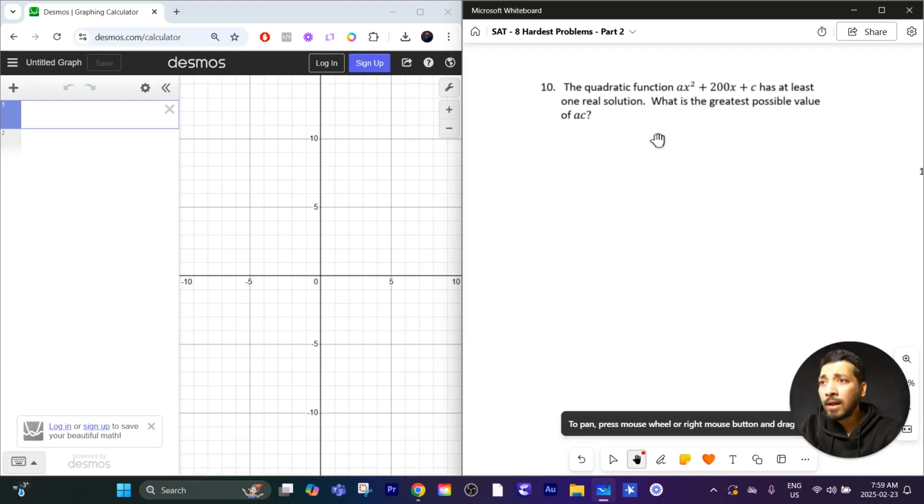So the very first problem says, the quadratic function ax squared plus 200x plus c has at least one real solution. What is the greatest possible value of AC? Okay, so whenever we are talking about one real solution from a quadratic equation or quadratic function, we are basically talking about the discriminant b squared minus 4ac. When b squared minus 4ac is equal to 0, we are getting one real solution. Or we can say when b squared minus 4ac is greater than or equal to 0, we are getting at least one real solution. At least means greater than or equal to.